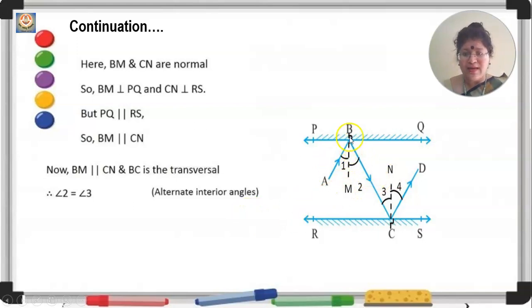Now look only at BM and CN. Will angle 2 be congruent to angle 3? Why is that so? Z-shaped angle. Are they not alternate angles? BM and CN and BC is the transversal. So because of the Z-shaped angle, you get 2 congruent to 3. So we have made a note of this, that 2 is congruent to 3. Either you write alternate interior angles, or you could just mention alternate angles.